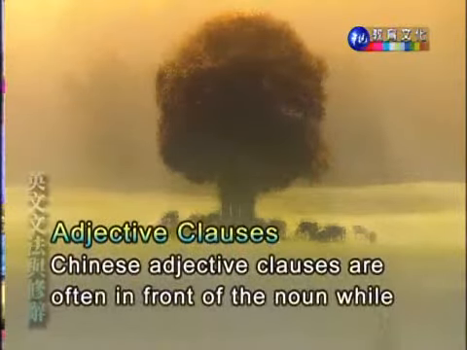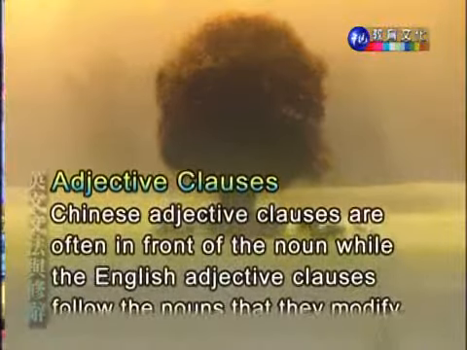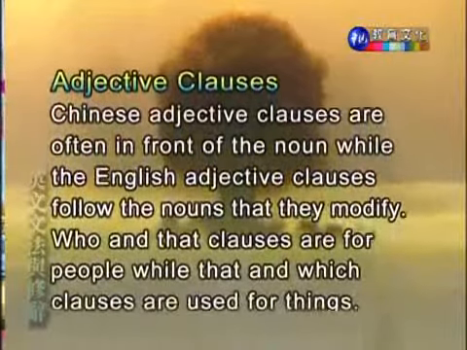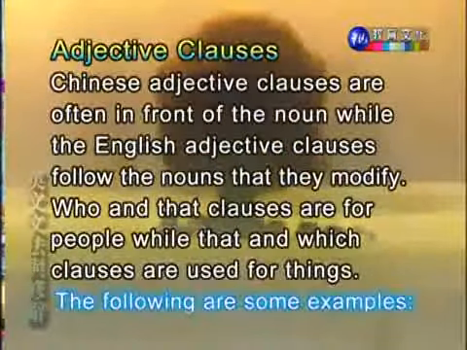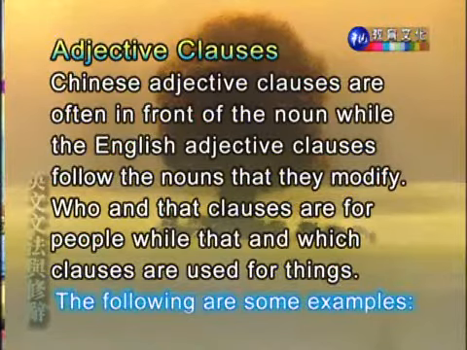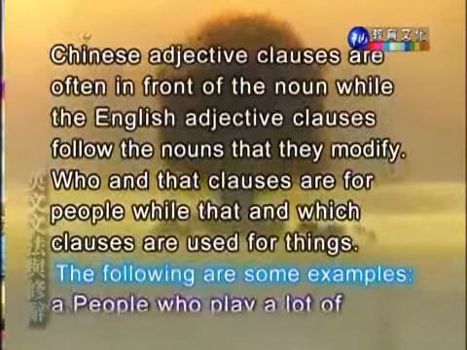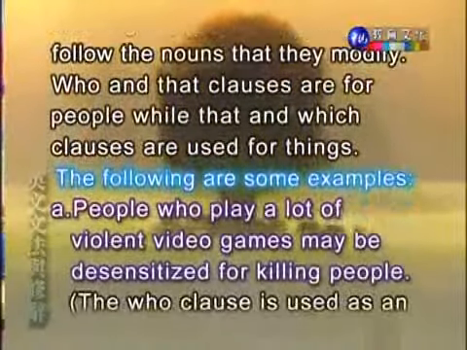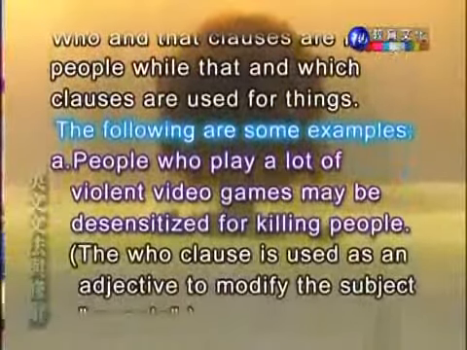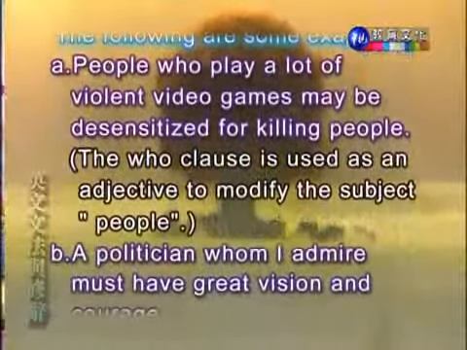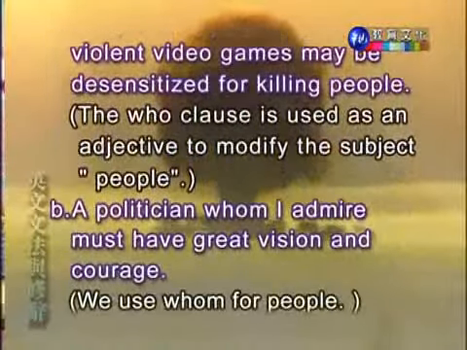Adjective clauses. Chinese adjective clauses are often in front of the noun, while the English adjective clauses follow the nouns that they modify. Who and that clauses are for people, while that and which clauses are used for things. The following are some examples. People who play a lot of violent video games may be desensitized for killing people. The who clause is used as an adjective to modify the subject people.